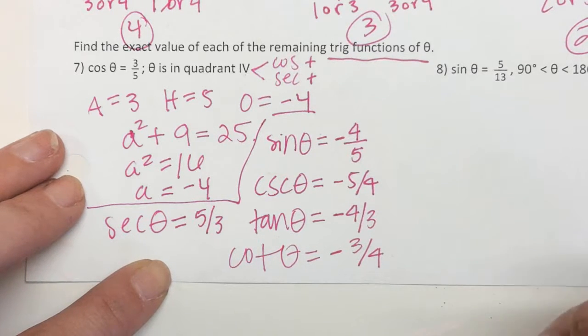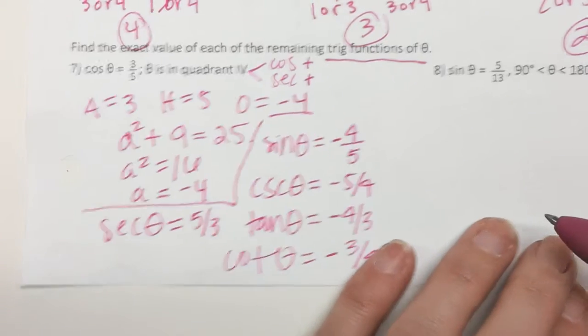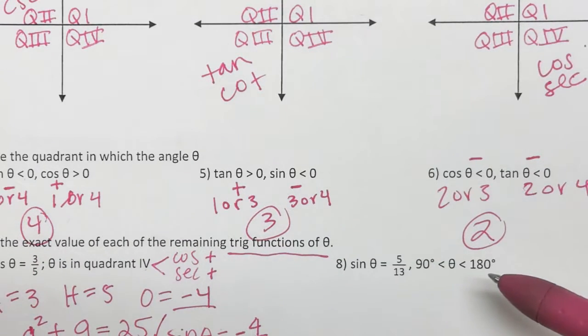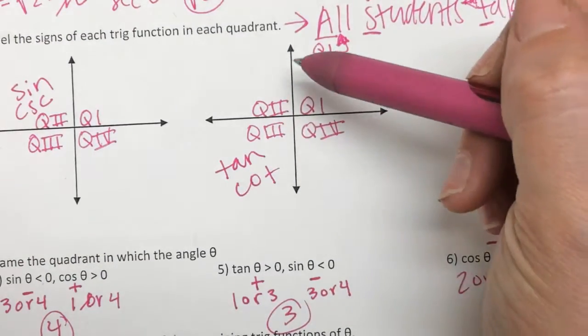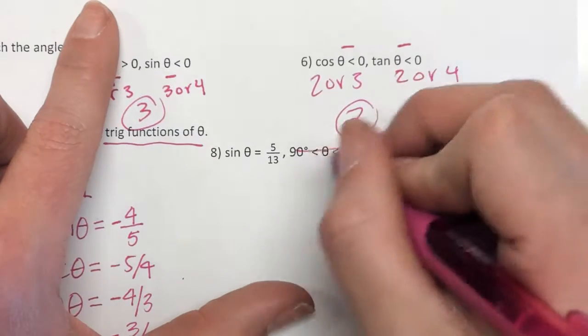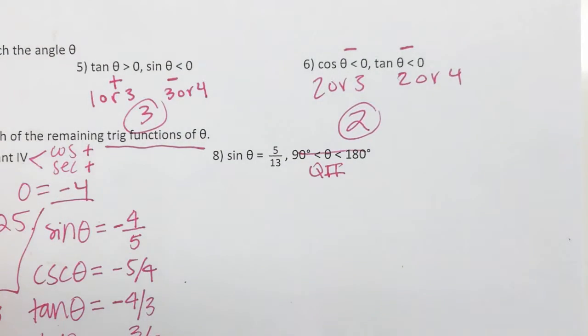Y'all have any questions so far? You are going to do 8 on your own, and as soon as I have checked it, you can pack up. One thing I want to point out, 90 to 180. What quadrant is that? 90's right here, right? 180's right here. So it's in quadrant what? Okay. So you can mark that out, put quad 2 if you want to. Go ahead and try it on your own. Let me know when you're done so I can check it.